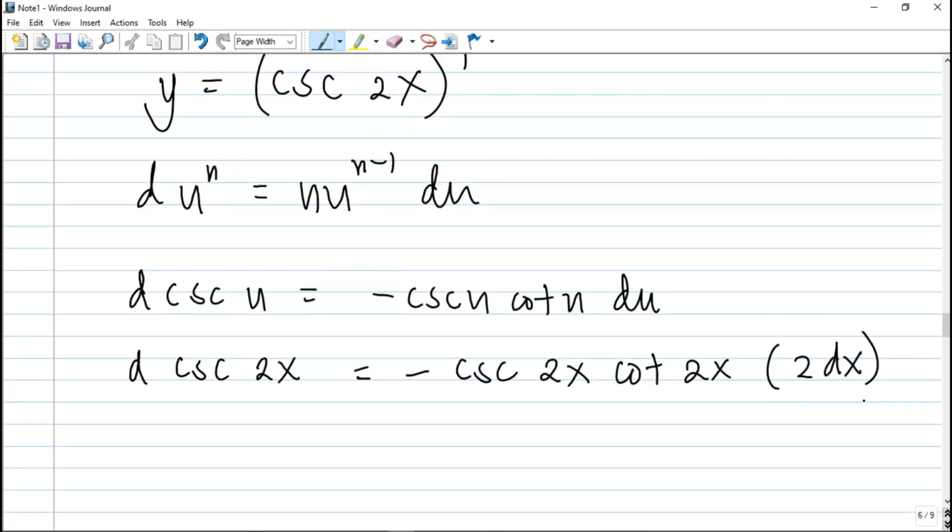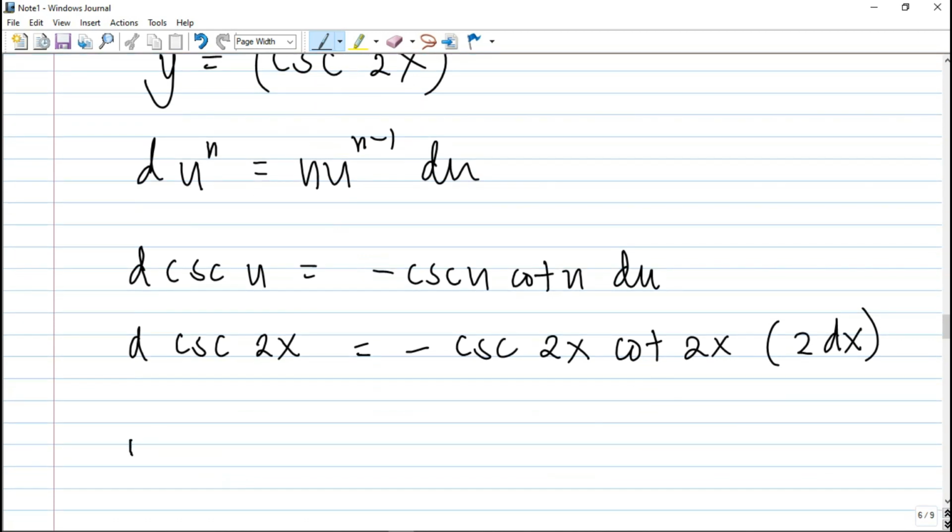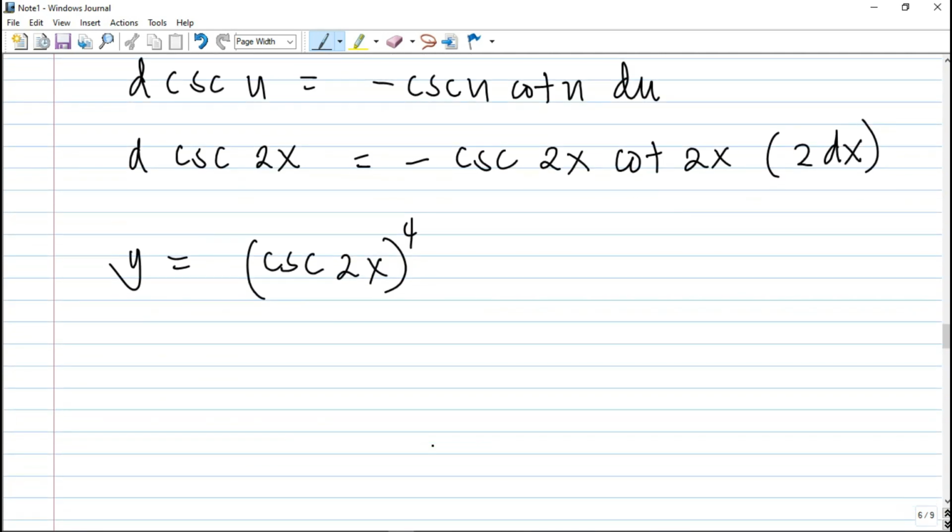So, ito na yung derivative niya. But, i-apply natin yung power formula for this original problem. Okay, so y equals cosecant 2x raised to 4. Apply natin yung power formula. So, dy equals, bring down the exponent, so 4. Copy the inside function, cosecant 2x, then subtract 1 to the exponent. So, that is 4 minus 1. Then, differentiate the inside function.